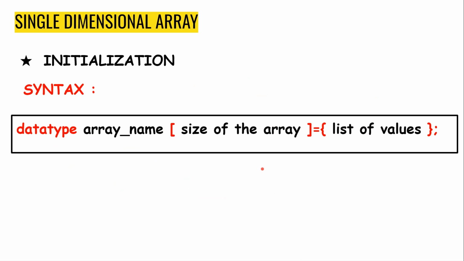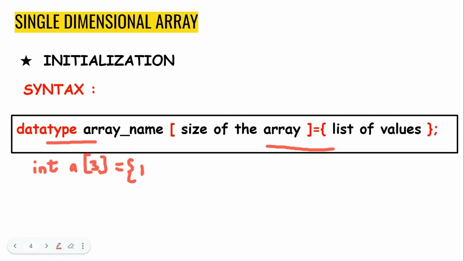An array can be initialized in the same way as variables. So while declaring the array itself, we can initialize it. The syntax is: data type, array name, size, equal to the list of values with which you are going to initialize the array. Say for example, int A[3] = {1, 2, 3}, where within curly brackets you specify the list of values. Since the size of the array is 3, we initialize it with 3 values: 1, 2, 3.